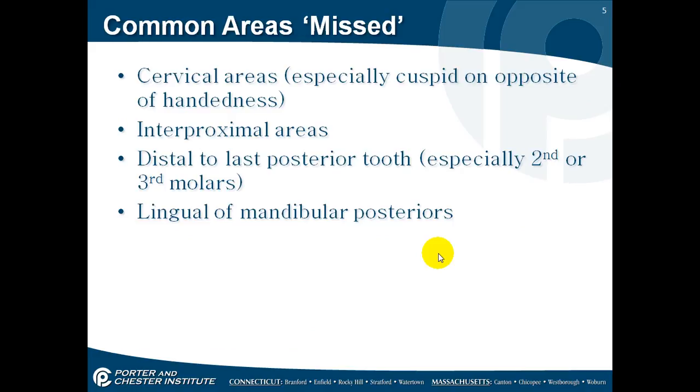Common areas that are missed by the toothbrush are the cervical areas, that is, along the gum line, especially on the cuspid, as opposed to the opposite side of your dominant hand. Interproximal areas. Distal to the last posterior tooth, especially the second or third molars, and the lingual of the mandibular posterior teeth.